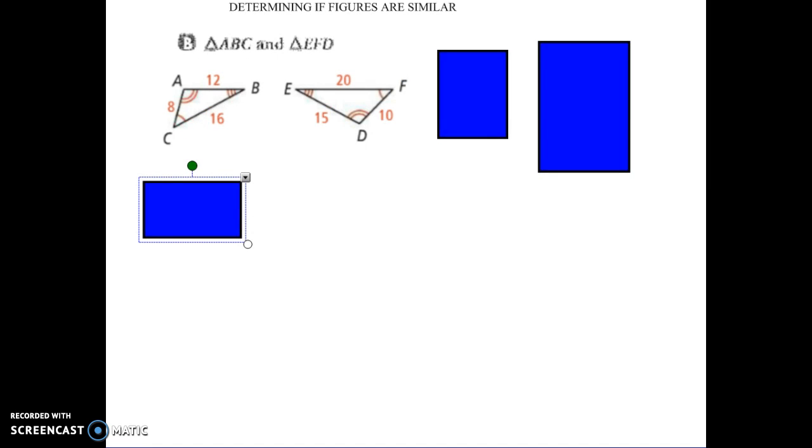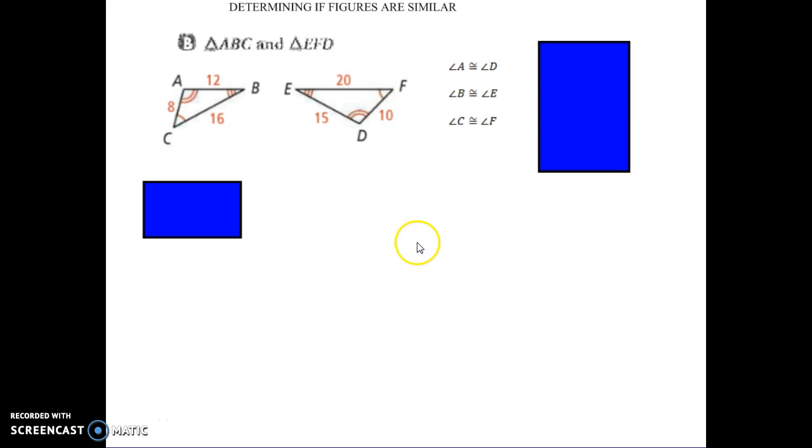Okay, and then our last example. So we need to look at the two triangles. They're the same shape, so good. Now let's look at angles. Angle A, which is a double arc mark, is congruent to angle D because that's a double arc mark. Angle B, which is a triple arc mark, is congruent to angle E because that's a triple arc mark. And then angle C, which is a single arc mark, is congruent to angle F, which is a single arc mark. So all of our corresponding angles are congruent in these two figures.